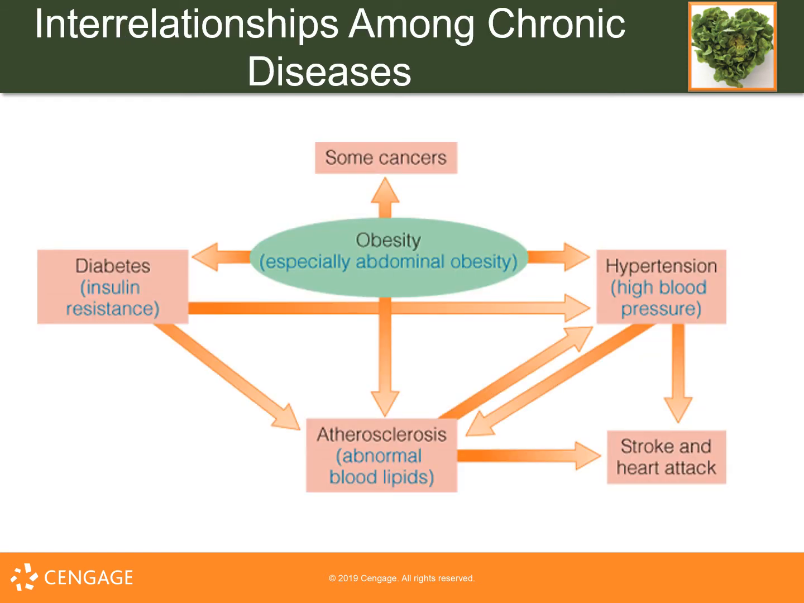Interrelationships among chronic diseases. Note that obesity has a link to all chronic diseases. By link, I mean a risk factor. Many of these chronic diseases are also risk factors for other chronic diseases. Diabetes, you can see, has an arrow to atherosclerosis. Atherosclerosis has an arrow pointing to hypertension, and hypertension pointing back to atherosclerosis. In the bottom right corner, you can see stroke and heart attack. Those are not linked to obesity because they are acute events resulting from the chronic illness.